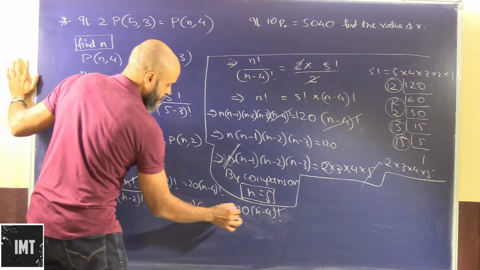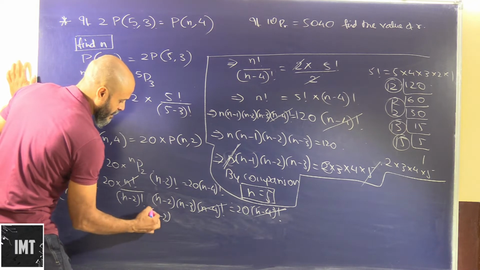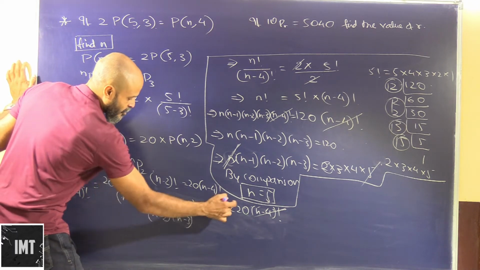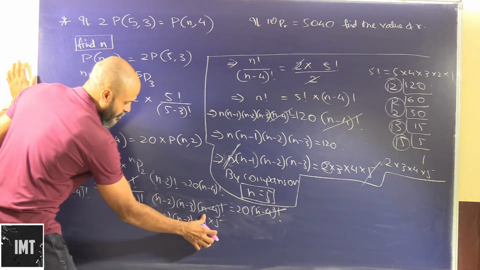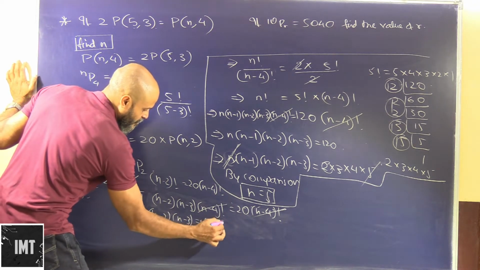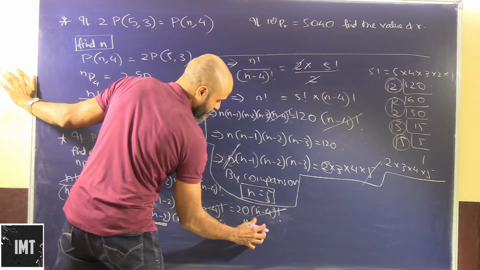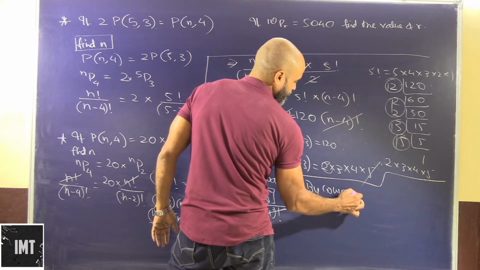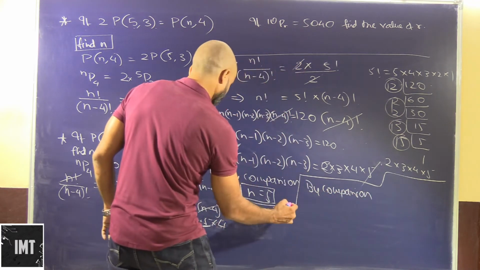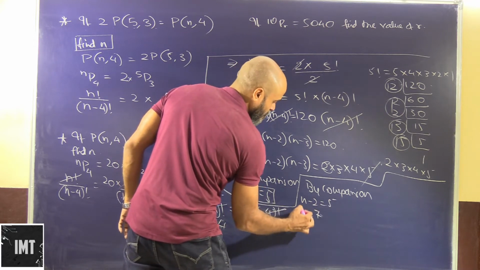So this n minus 4 factorial and n minus 4 factorial get cancelled. This is n minus 2 into n minus 3. Now 20 can be written as 4 into 5, or we can write this as 5 into 4. So n minus 2 will be 5. By comparison we can say that n minus 2 is equal to 5. So n is equal to 7.